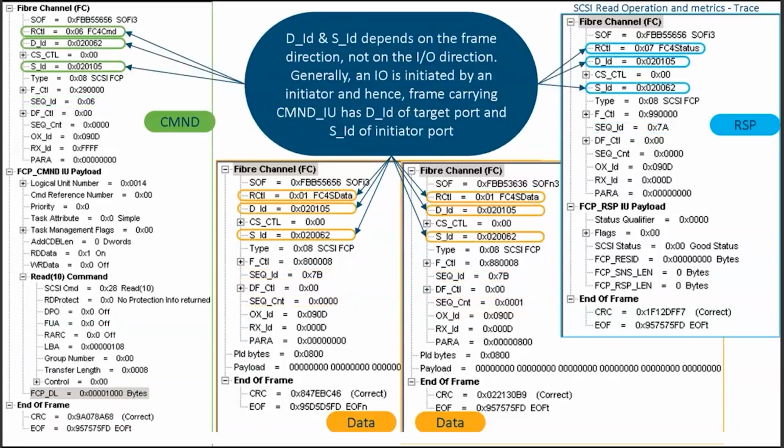Okay, and then we have the source IDs, the source FCID and the destination FCID. It does not depend on the IO direction. It depends on the direction of the frame, because the IOs are always initiated by an initiator, right? But only the command frame is used to initiate. The data frame is not, and the response frame is not, right? So don't get confused between the direction of the IO versus the direction of the frame.